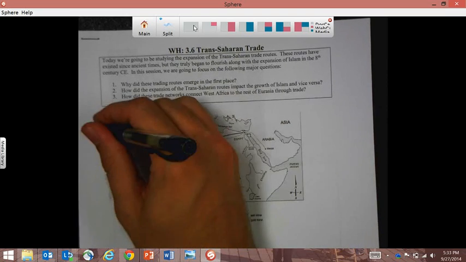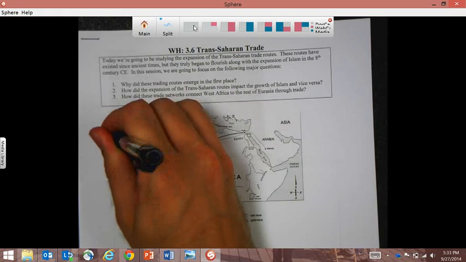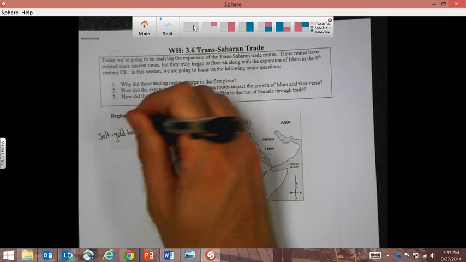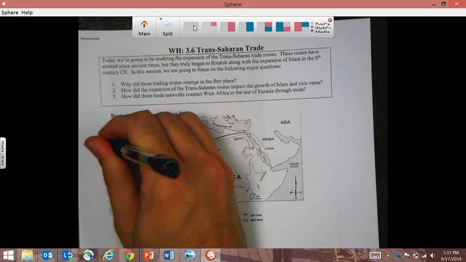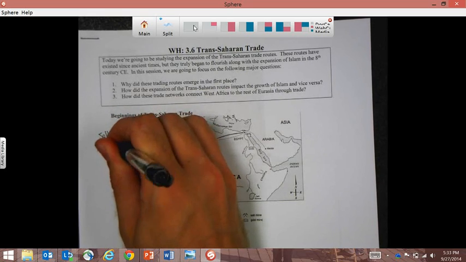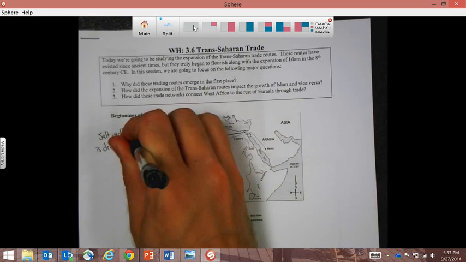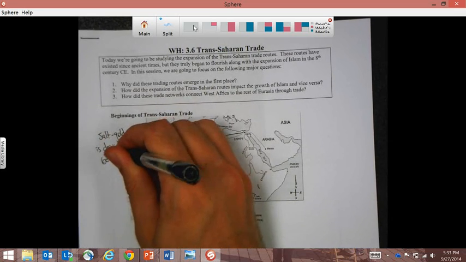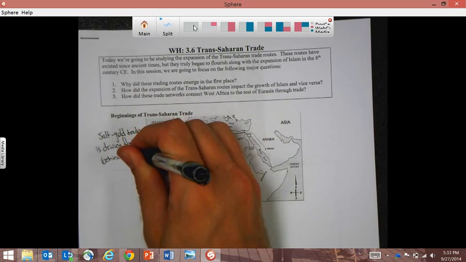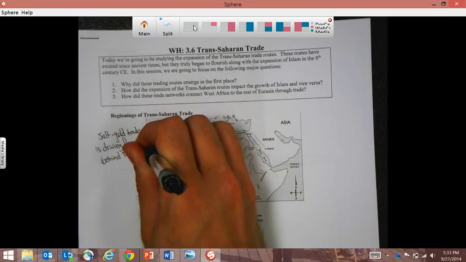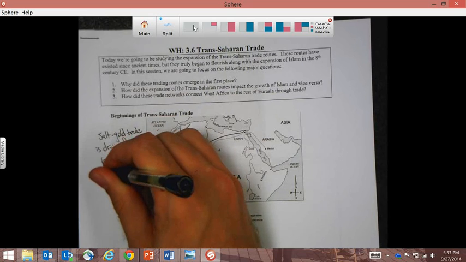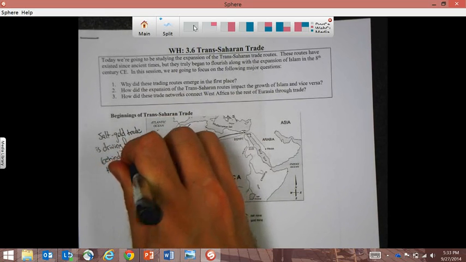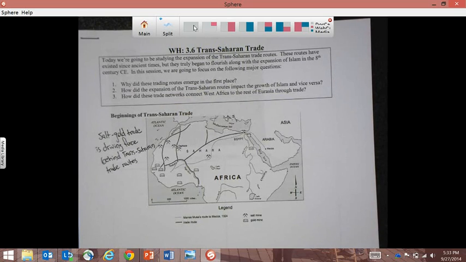So this salt and gold trade is the driving force behind Trans-Saharan trade routes. It's really what's driving it forward.